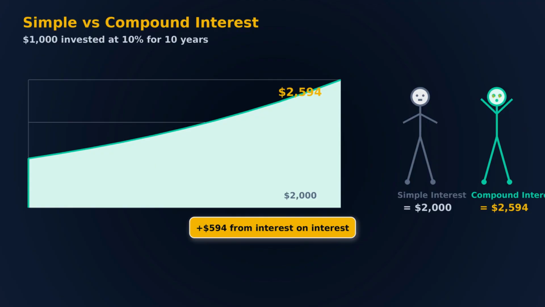That same $1,000 at 10% compound interest. Year 1, you earn $100. Now you have $1,100. Year 2, you earn 10% of $1,100, which is $110. Now you have $1,210. Year 3, you earn 10% of that, $121, and so on. After 10 years, simple interest gives you $2,000. Compound interest gives you $2,594. That extra $594, that's the power of earning interest on your interest.